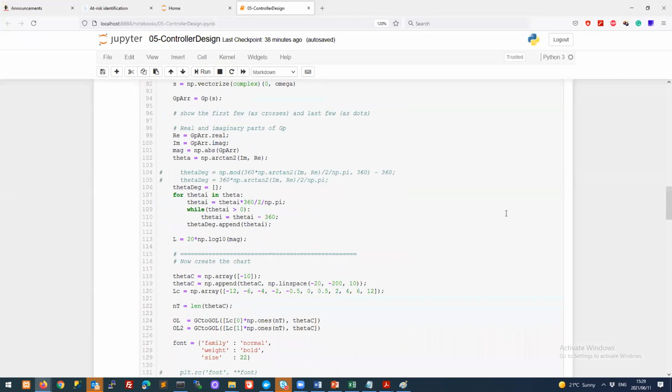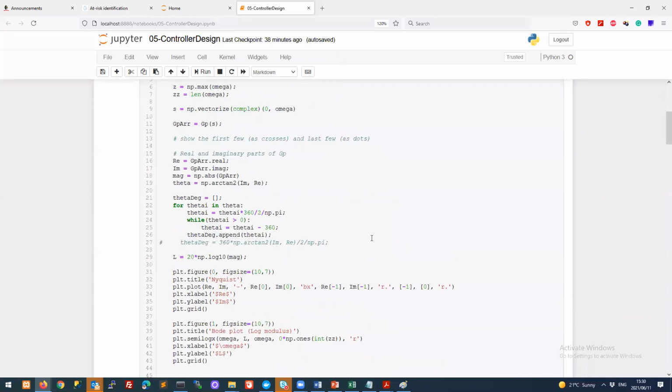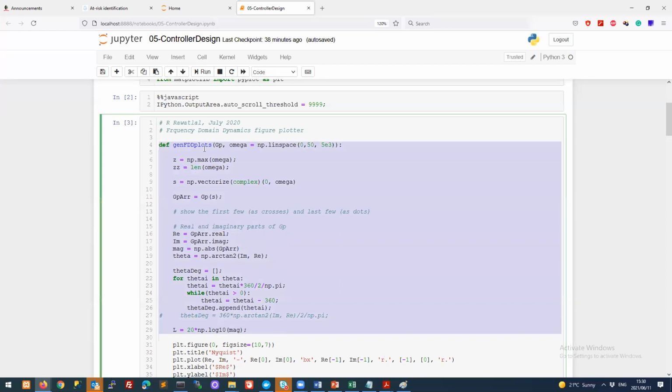Right, so I wrote some code that would help us draw all those graphs for any given function. You'll find there's some code written to generate frequency domain dynamics plots. It generates a series of omega values. So you specify a list of omega values here, and then it will create your S values. Now remember, it must be S equals I omega. So we are generating complex numbers with a 0 real part and omega as the imaginary part. That's what this code means.